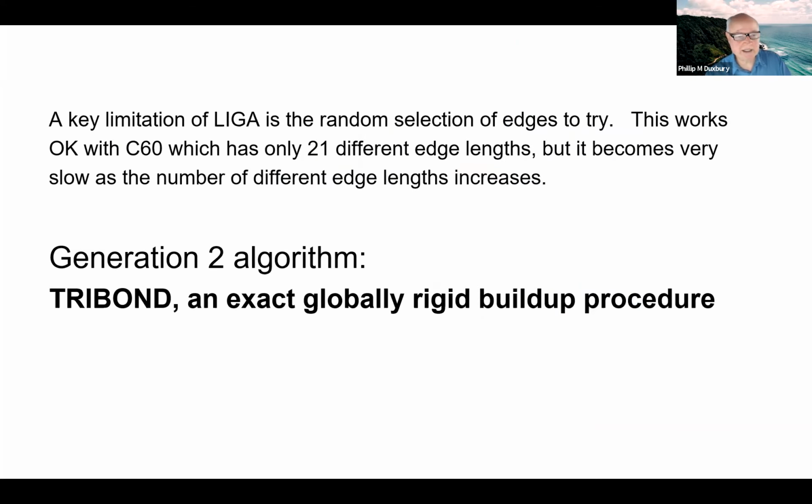And as I said before, a key limitation of Liga is the random selection of edges to try, which works okay with C60, which has only 21 different edge lengths, but it becomes very slow as the number of different edge lengths increases. So we tried to develop a method that was more deterministic so that we could build up in a systematic manner. And that was the motivation behind Tribond.